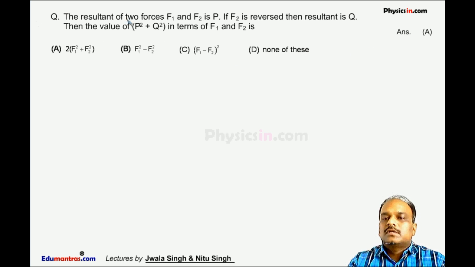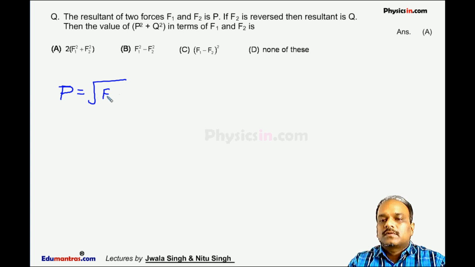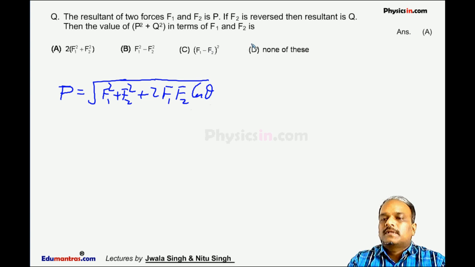The question is the resultant of two forces F1 and F2. Suppose this resultant is P. Resultant of these two, P is equal to root over F1 square plus F2 square plus 2 F1 F2 cos theta. This is P.